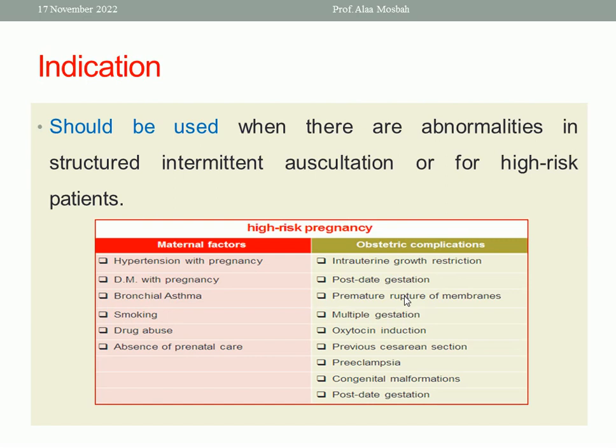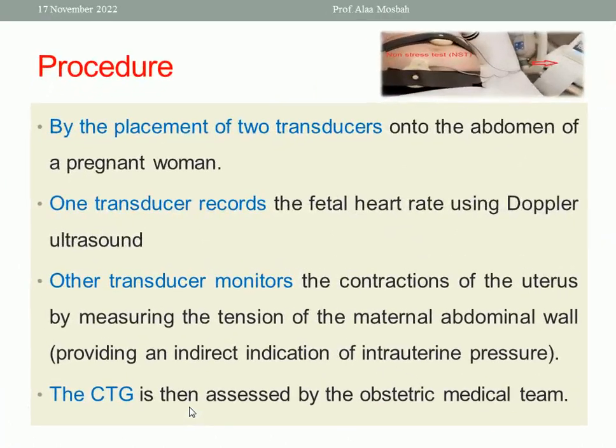High-risk pregnancy may be due to maternal factors or obstetric complications as seen in this table. Maternal factors like hypertension, diabetes, smoking, bronchial asthma, drug abuse. Obstetric complications like IUGR, premature rupture of membrane, post-date gestation, multiple pregnancy, oxytocin induction use, previous cesarean section, preeclampsia, congenital malformation. All these are high-risk pregnancy.